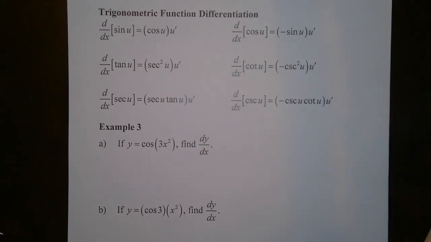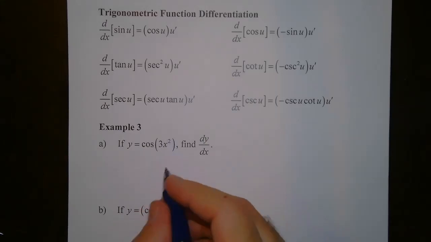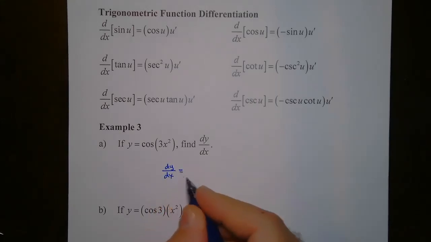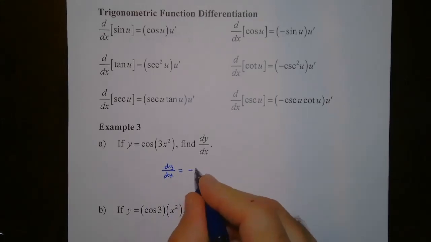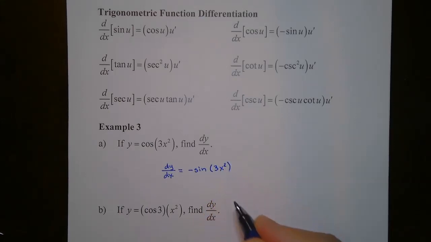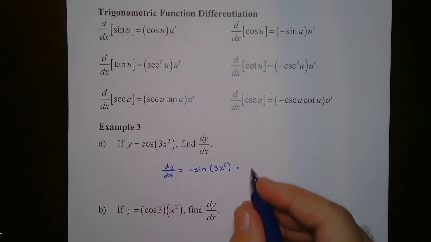All right. So for this first example, if y equals cosine of 3x squared, find dy over dx. Okay. So we've got a composition, right? Because we have this inside piece. So dy over dx is equal to, the derivative of cosine is negative sine of the 3x squared. So that's the derivative of the outside function. Now I have to multiply by the derivative of the inside function. So the derivative of 3x squared would be 6x.